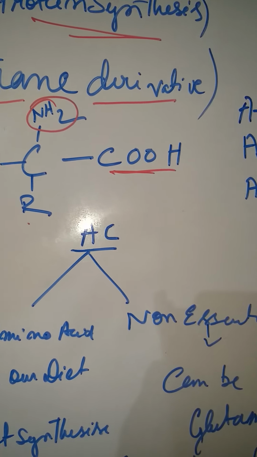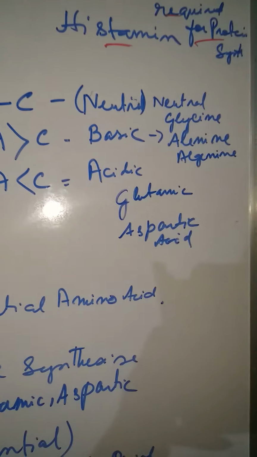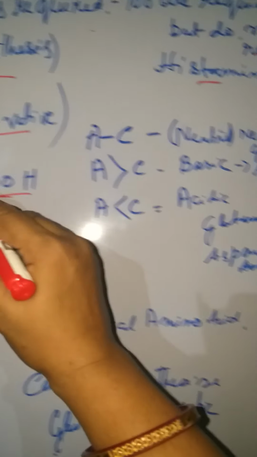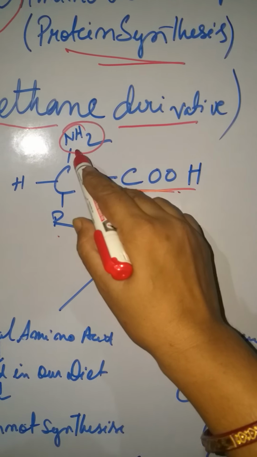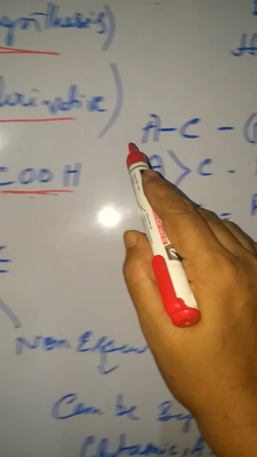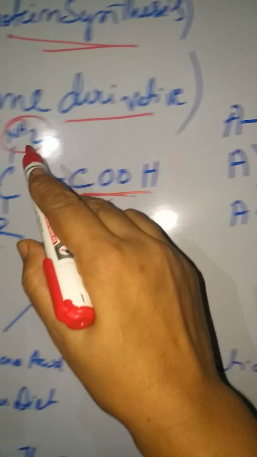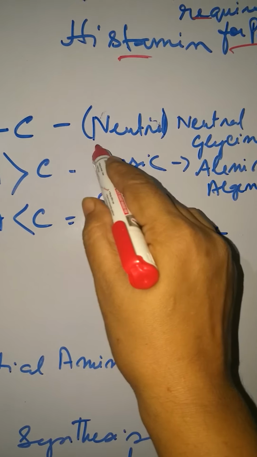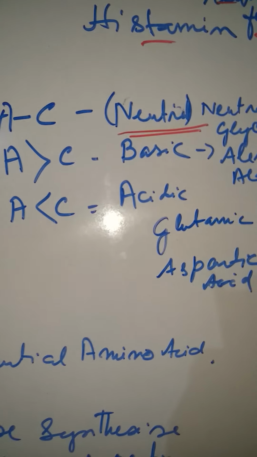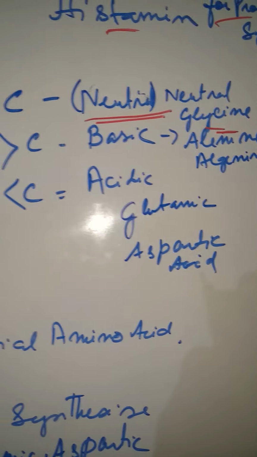Now on the basis of this, for example, this is the amino group, this is the carboxylic group. That means this is acidic, this is basic. So if we have one amino and one carboxylic group, we call it a neutral amino acid. Glycine is an example of that.